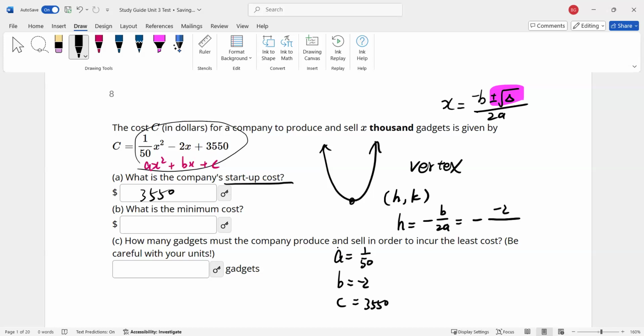2 times a equals 1 over 25. a is 1 over 50, twice of it is bigger, so it's 1 over 25. And the negative cancels the negative, so we have 50 here. Because you can use keep change flip, right? 25 will become on top, 2 times 25 is 50. So h is 50.